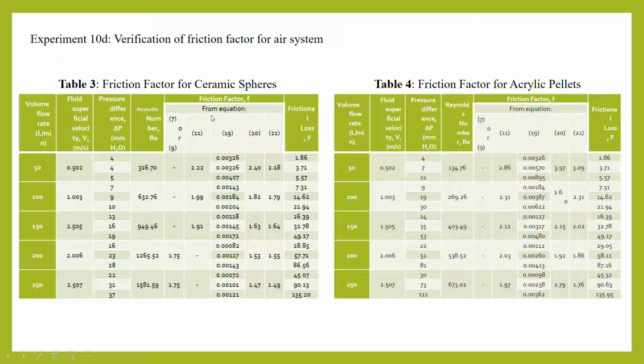For the friction factor, we can calculate using equation 7 or 9, equation 11, equation 19, equation 20, and equation 21 for both ceramic sphere and acrylic pellets. You can see the trend from this table. The friction factor is decreasing when the volumetric flow rate is increasing, and the frictional loss is increasing as the volumetric flow rate is increasing. Same for both ceramic sphere and acrylic pellets.